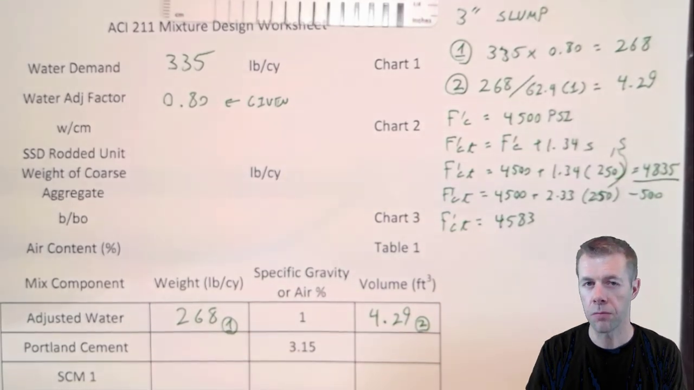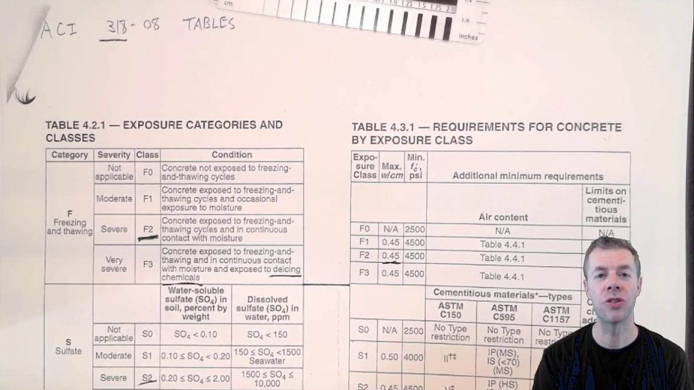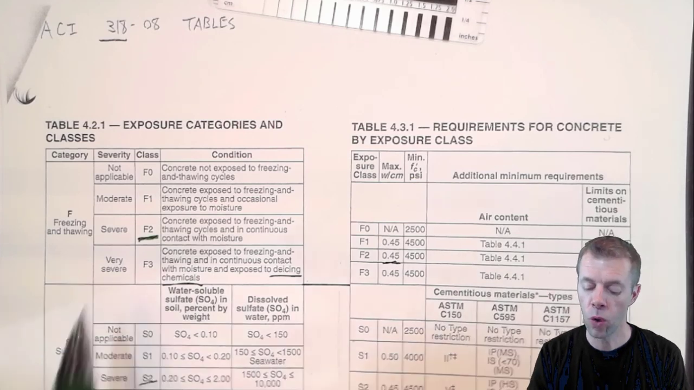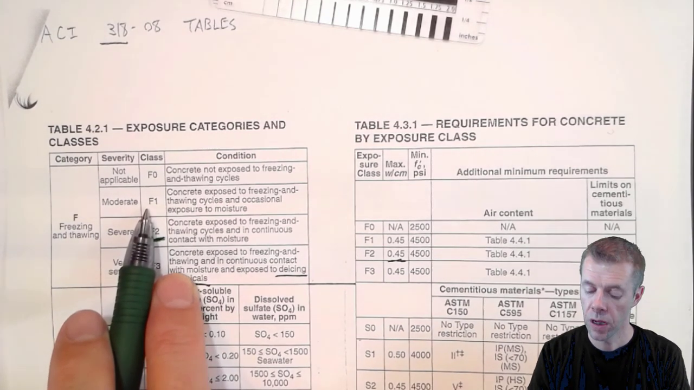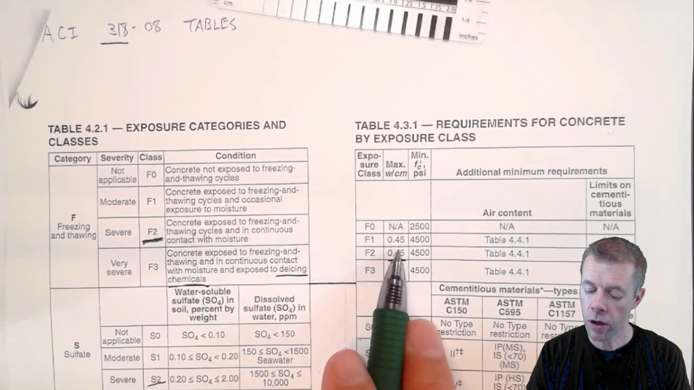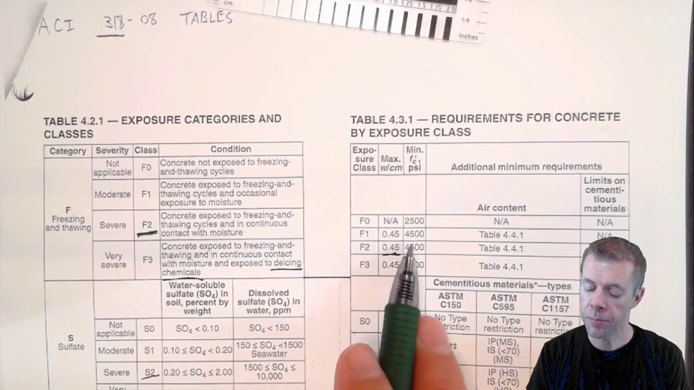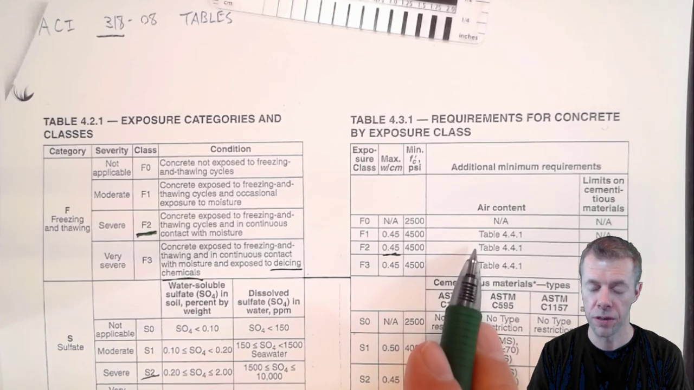Now one other thing that we need to check is for durability. In durability, we know that we're only going to see freezing and thawing. So let's go look at those charts. These charts help us design our concrete mixture for the proper durability. In this case, we're in a moderate freeze-thaw exposure. Moderate freeze-thaw. That means we're in F1. That means that we need a water cement ratio of 0.45 and a compressive strength of at least 4,500. And we'll use the air content table coming up.